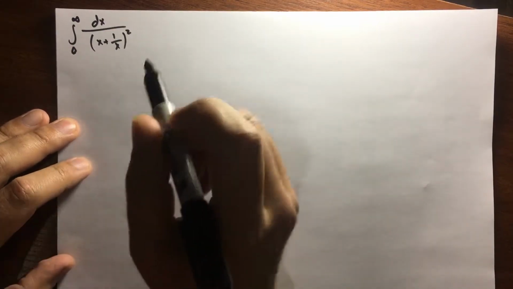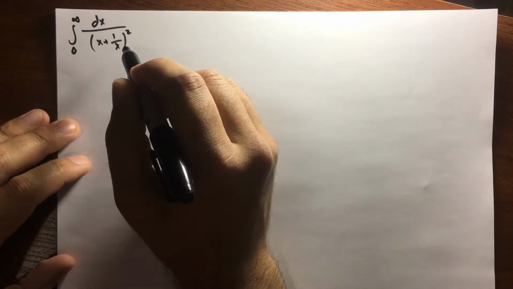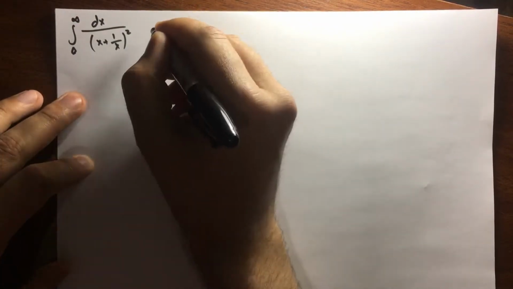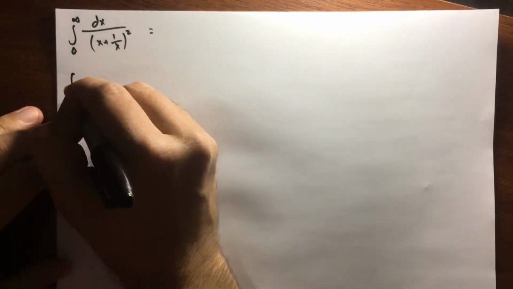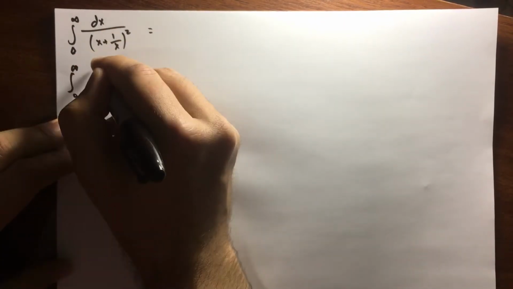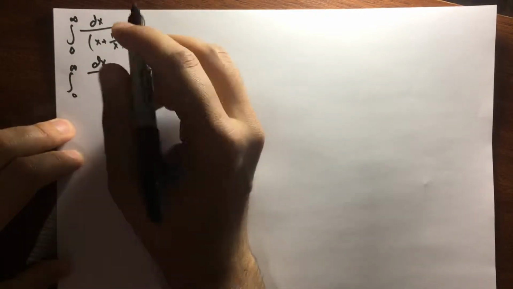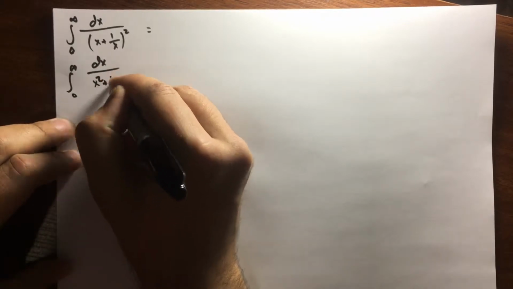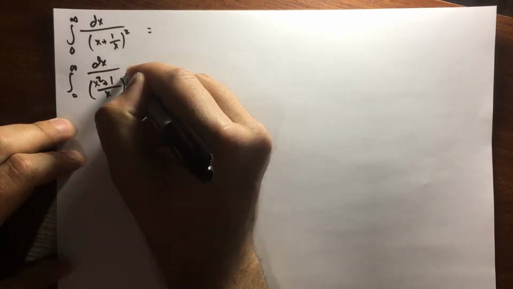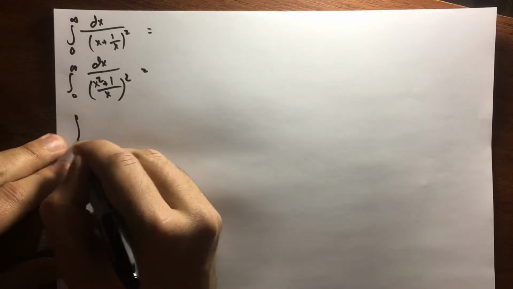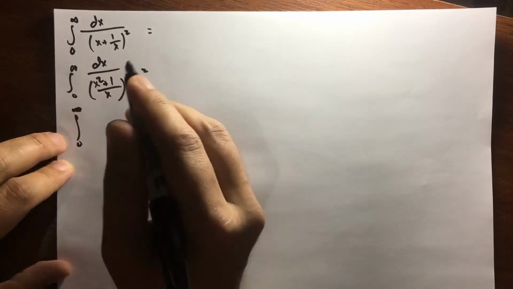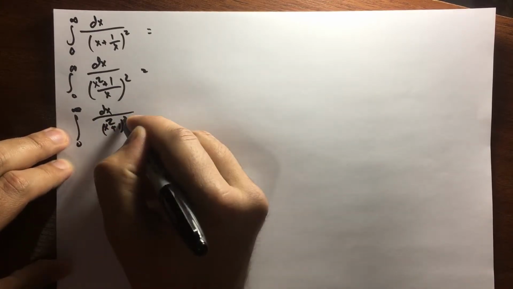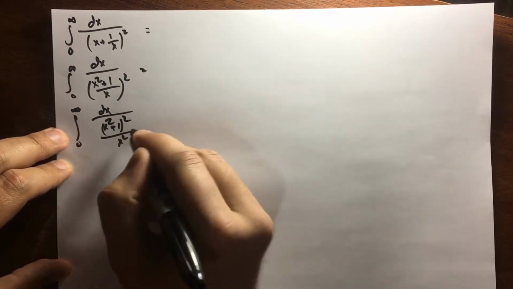Okay, in this video we evaluate the integral of dx over x plus 1 over x squared from 0 to infinity. We can do the following. This equals the integral from 0 to infinity of dx over, now in the denominator we can have x times x is x squared, plus 1 over x, all squared. And this equals the integral from 0 to infinity of dx over (x squared plus 1) squared over x squared.